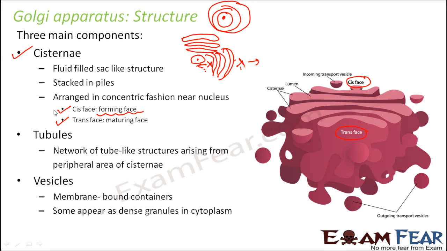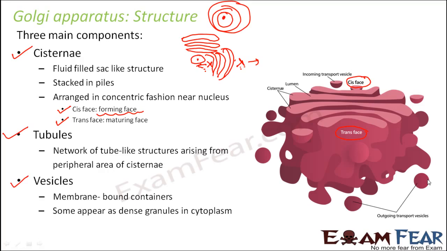Now the next important component is tubules. They are a network of tube-like structures arising from peripheral area of cistern. So here if you see, this is the peripheral area and there you can see some tube-like structures arising. So they are called tubules. Then there are vesicles, that is membrane bound containers. Some appear as dense granules in cytoplasm. See here, they are like containers. These are all vesicles. So these are the three important components of Golgi apparatus: cistern, tubules and vesicles. Now the number of cistern in a Golgi apparatus can vary.